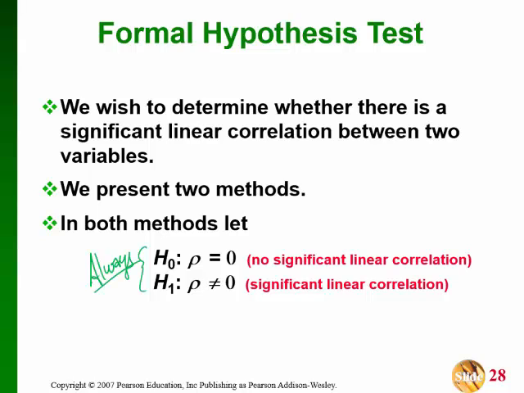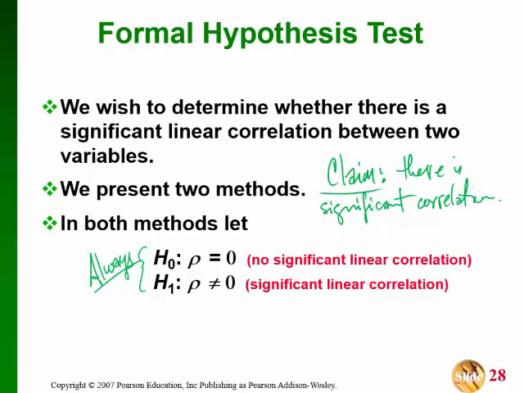And then the claim is that there is correlation. So the claim is that there's significant correlation. I should put linear here. There's significant linear correlation. And so your claim is the null or alternative hypothesis?